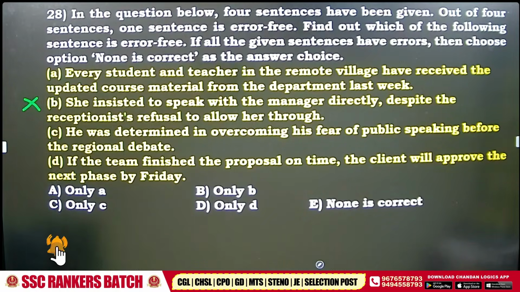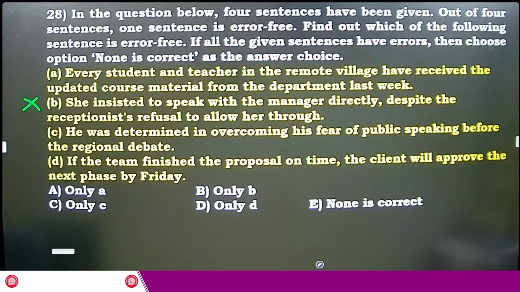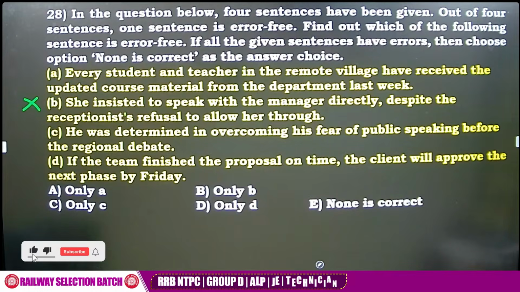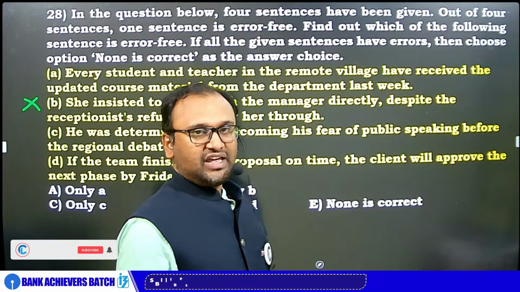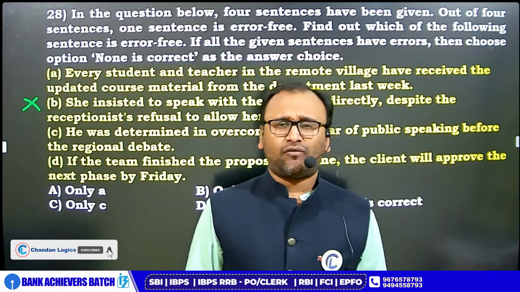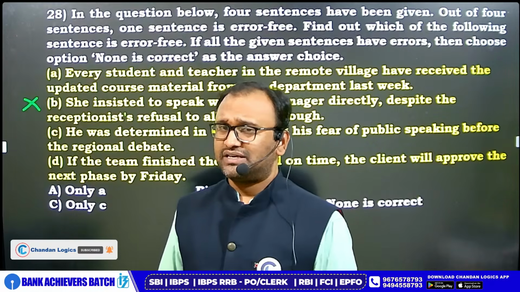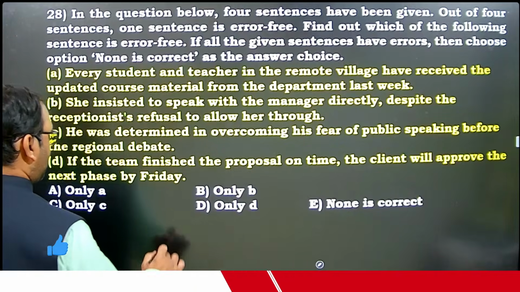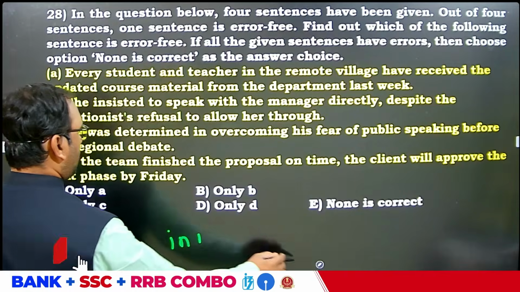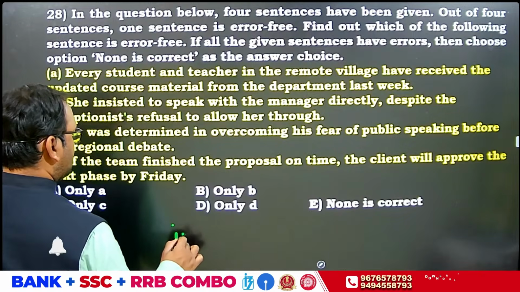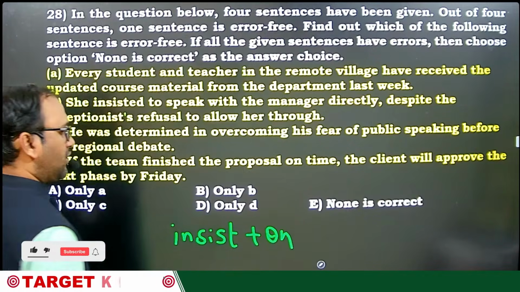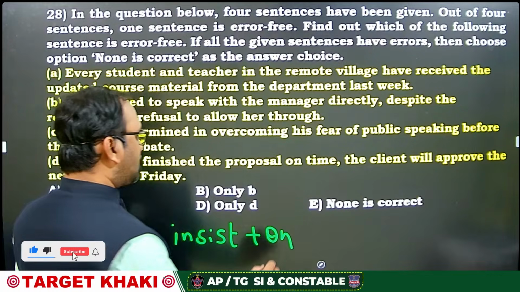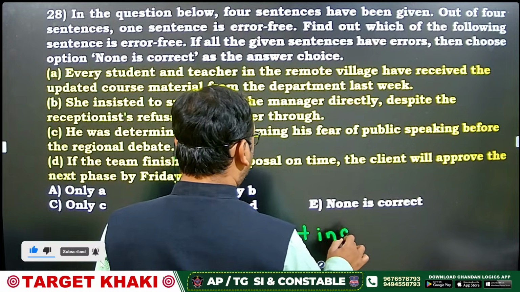Why do you think the second statement is wrong? She insisted to speak. Just like the previous question where we talked about avoid, whenever avoid comes, a gerund comes. Insist is very similar. There is a preposition rule, my dear friends: whenever insist comes, the preposition should be on.